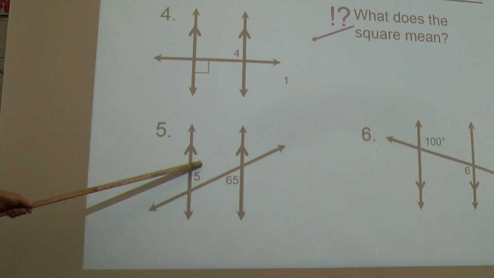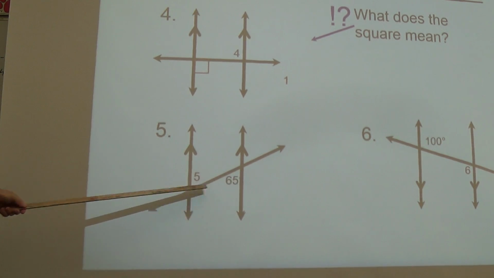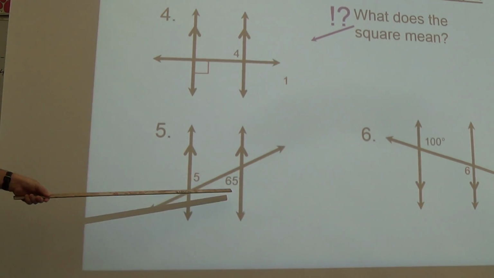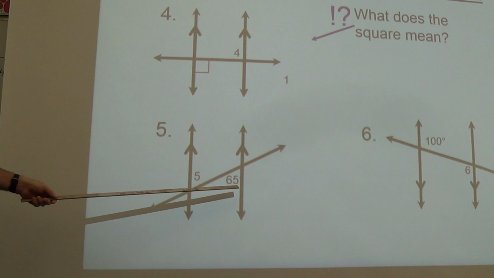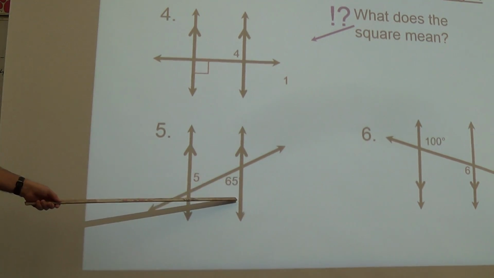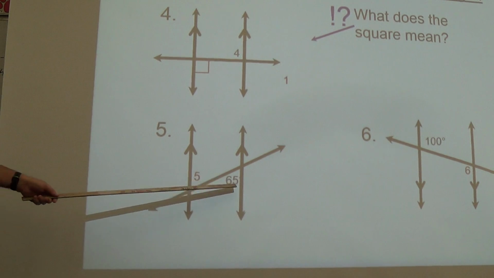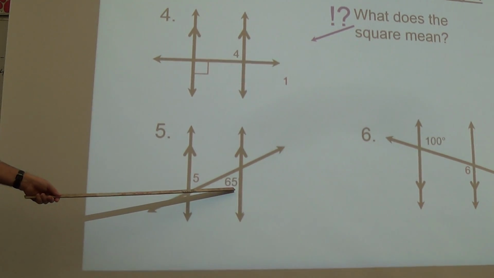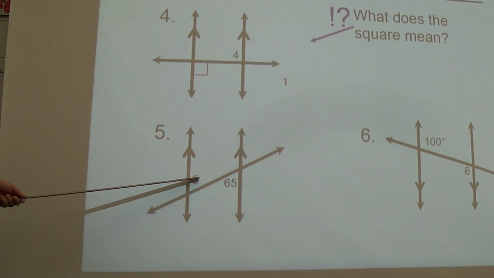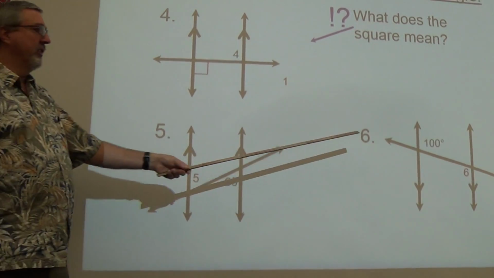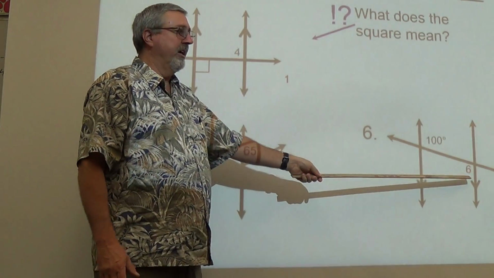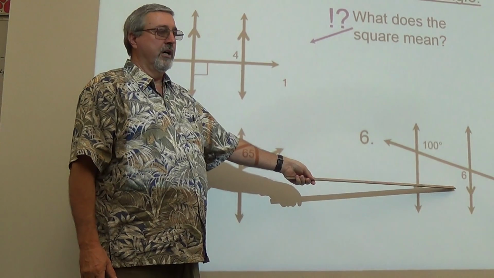Even though the lines are going up and down this way, it's still a set of parallel lines, still cut by a transversal. These are still on alternate ends and alternate sides of the transversal, and they're still interior. If that's true, then these two angles should have the same measurement. So if this one is 65 degrees, this one has to be 65 degrees. If this one here is 100 degrees, this one has to be 100 degrees.